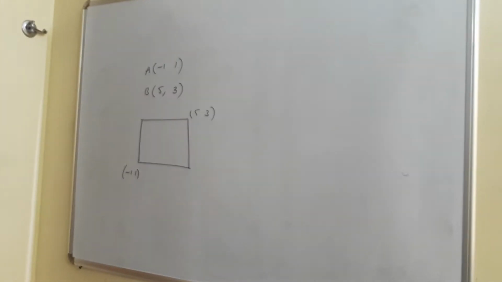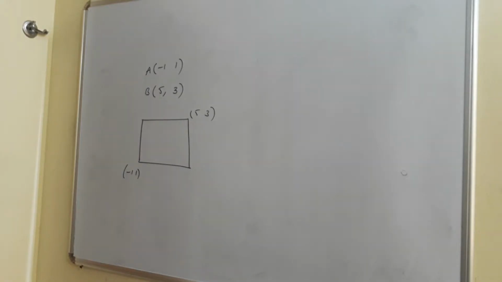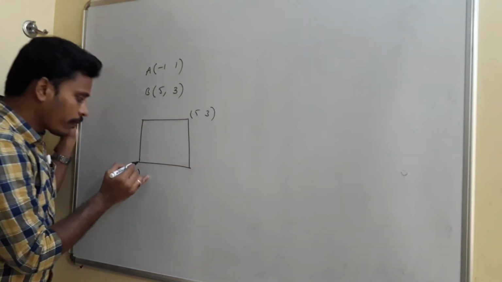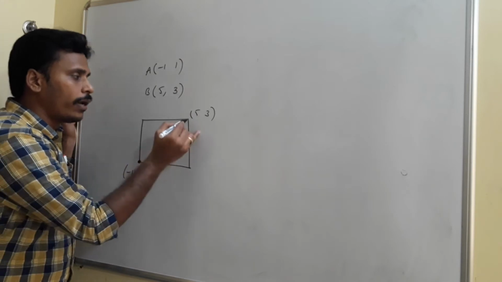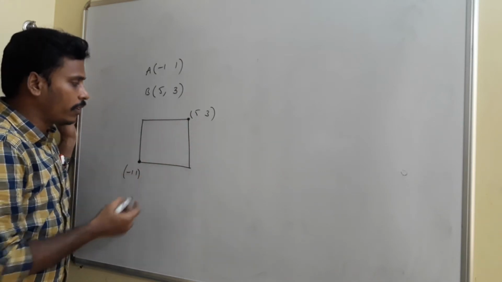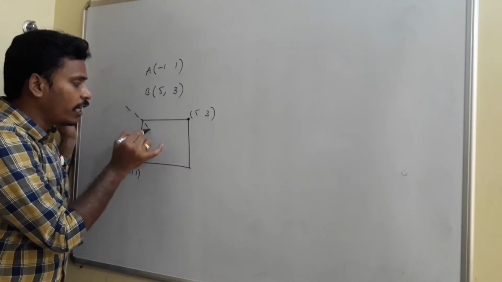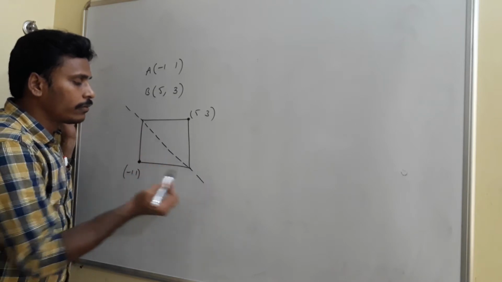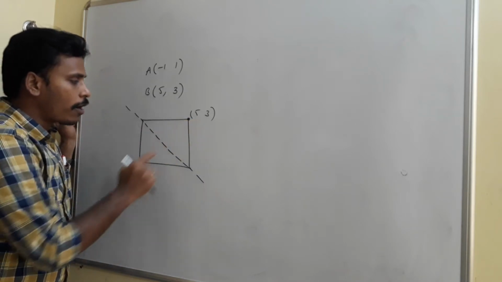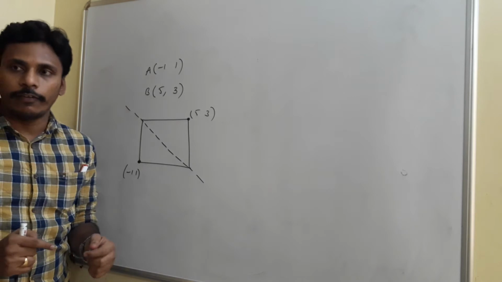The problem is just about finding the other diagonal of the square. If two vertices, (-1, 1) and (5, 3), are given, I have a square where one vertex is (-1, 1) and the other vertex is (5, 3), and I need to find the equation of the other diagonal, right? The diagonal which is not passing through these two points I need to identify.